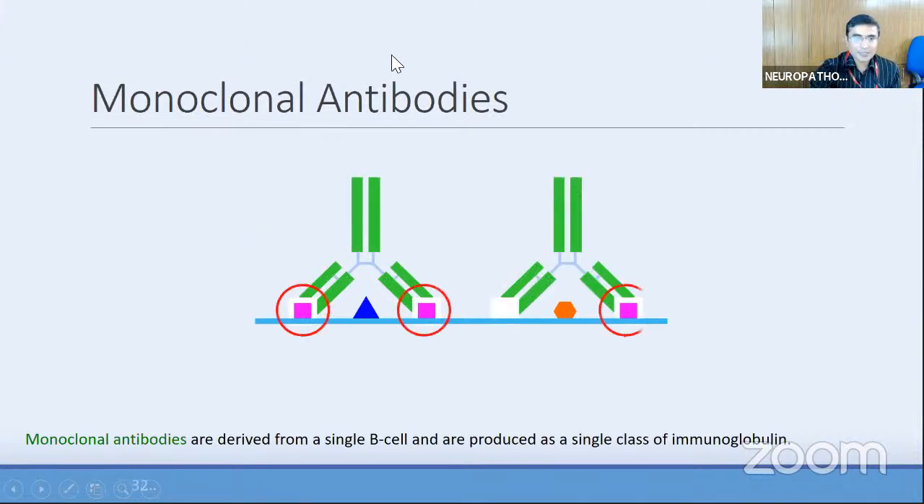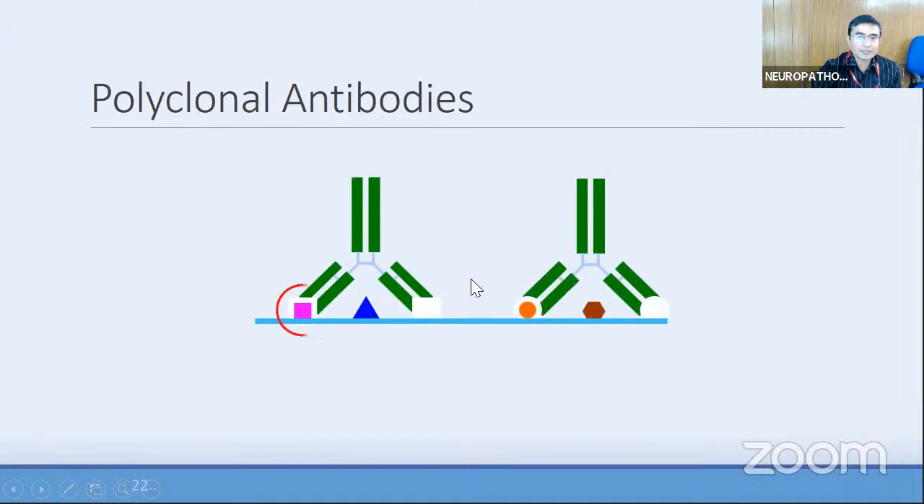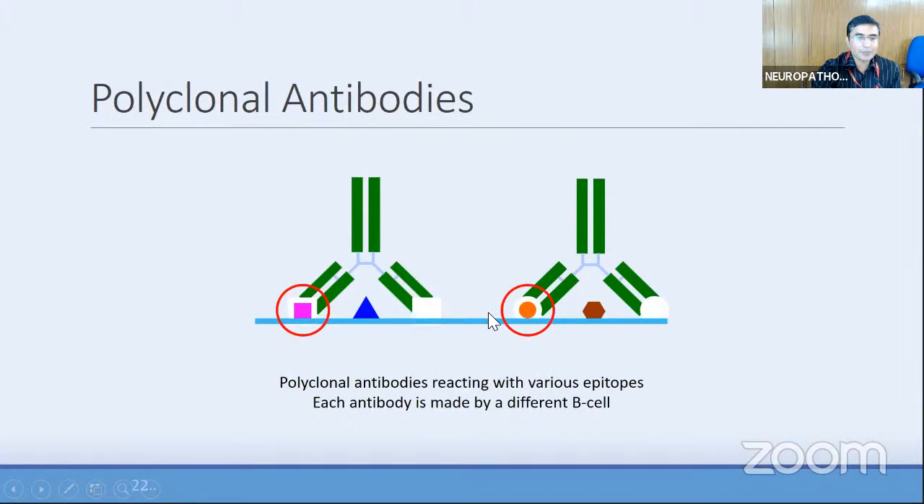Now, this is what I was telling you about monoclonal antibodies. These antibodies bind to one particular epitope. And polyclonal antibodies can bind to different epitopes in an antigen, in a protein.